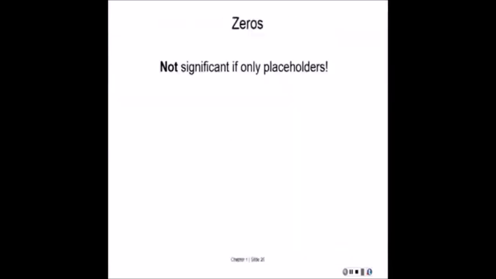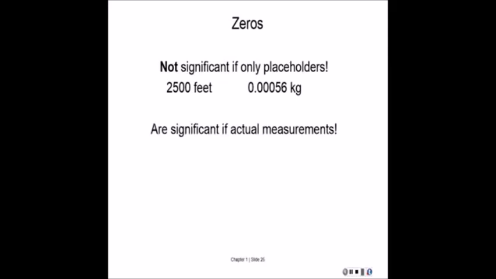Just to review with the zeros, they're not significant if they're only placeholders. And here are the examples where they're not significant: when they end the number but there's no decimal point, and when they begin a number. Zeros are significant if they're actual measurements. And here are the examples. If you have zeros with a decimal point, these zeros are significant, or a zero trapped between non-zero digits.